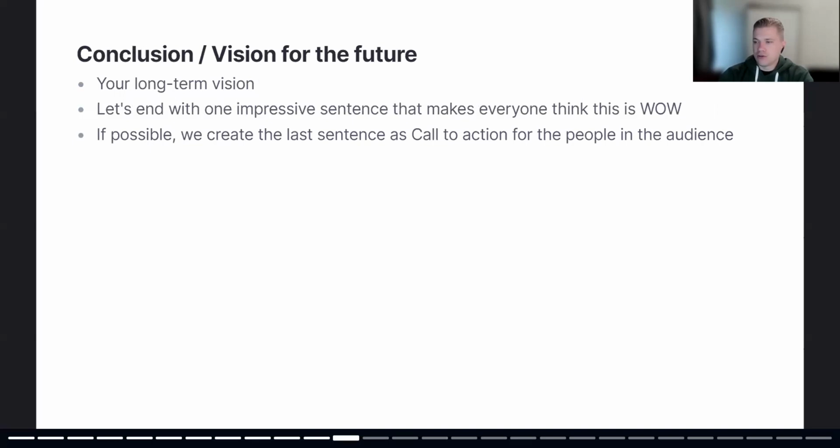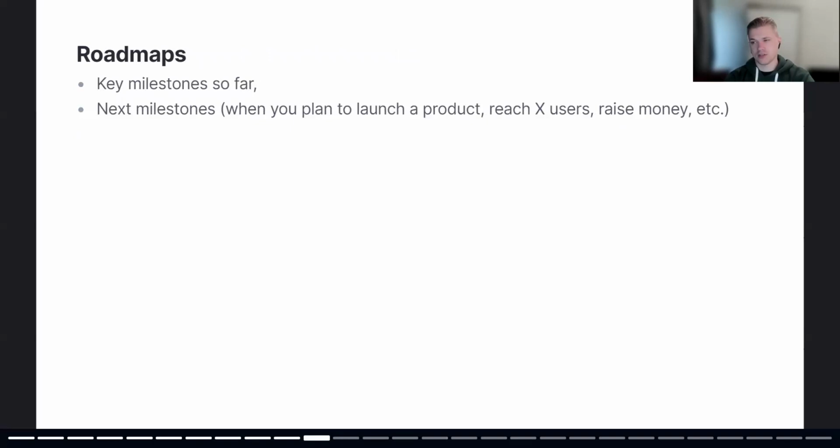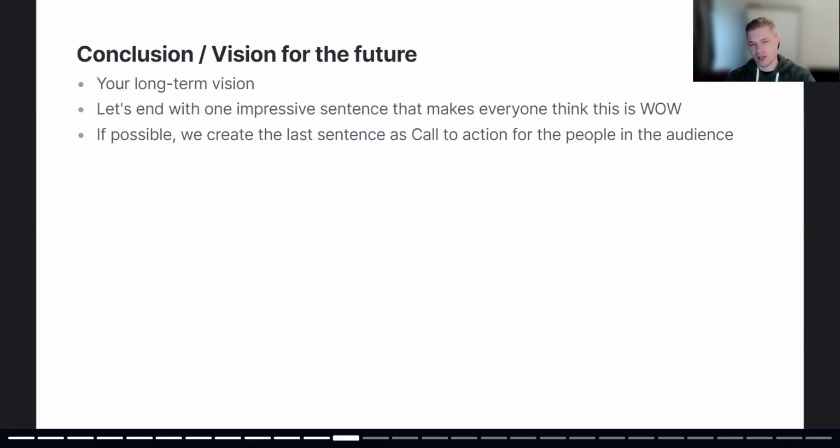Yeah, and you conclude your presentation by mentioning maybe your long-term vision. Somehow the long-term vision goes together with the roadmap itself, but if you started your presentation by introducing yourself, the team, and this one key sentence, you finish it similarly with one sentence that makes everyone feel again like, okay, this is super cool.